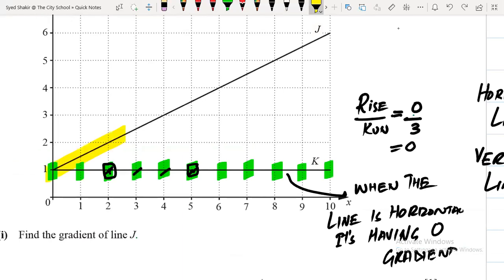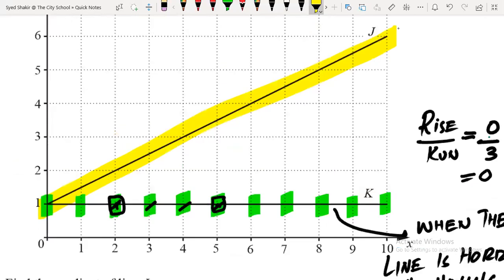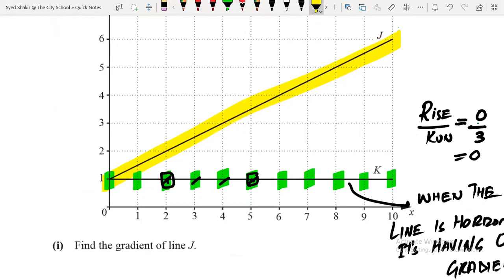Line J. This one is line J. Now, how to find the gradient of line J through rise over run? Again, take any 2 points which lie on the line, whole number points. It will be easy for you to identify the vertical and horizontal distance. Let's check. There are so many points: point number 1, 2, 3, 4, 5, 6. There are so many whole number points on the line.